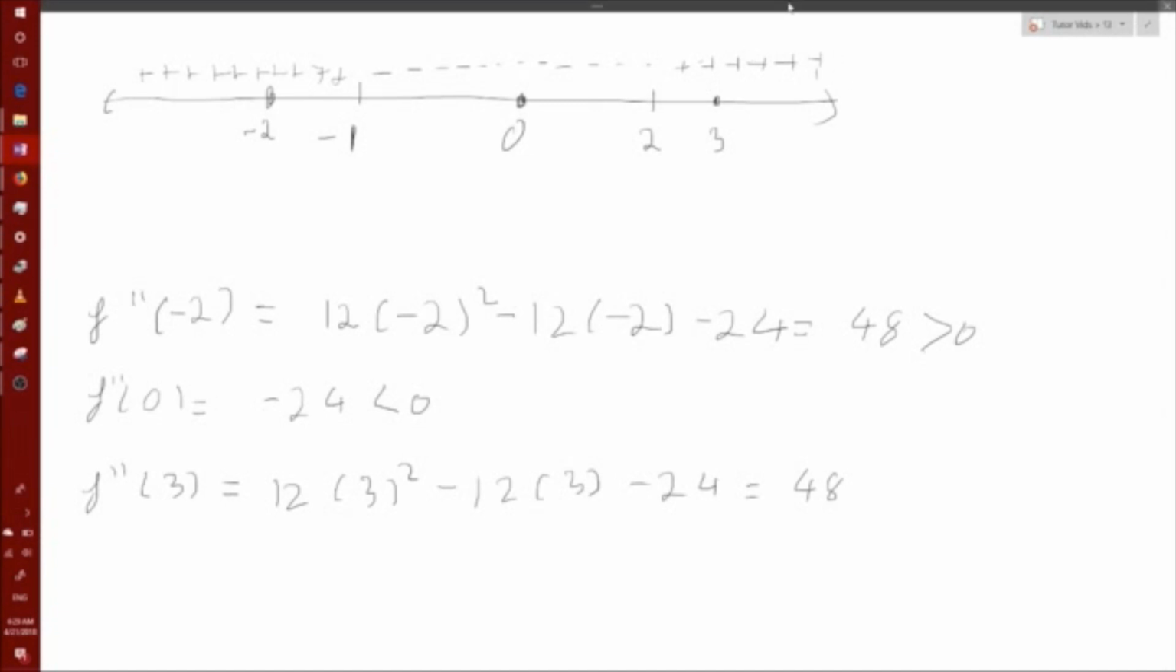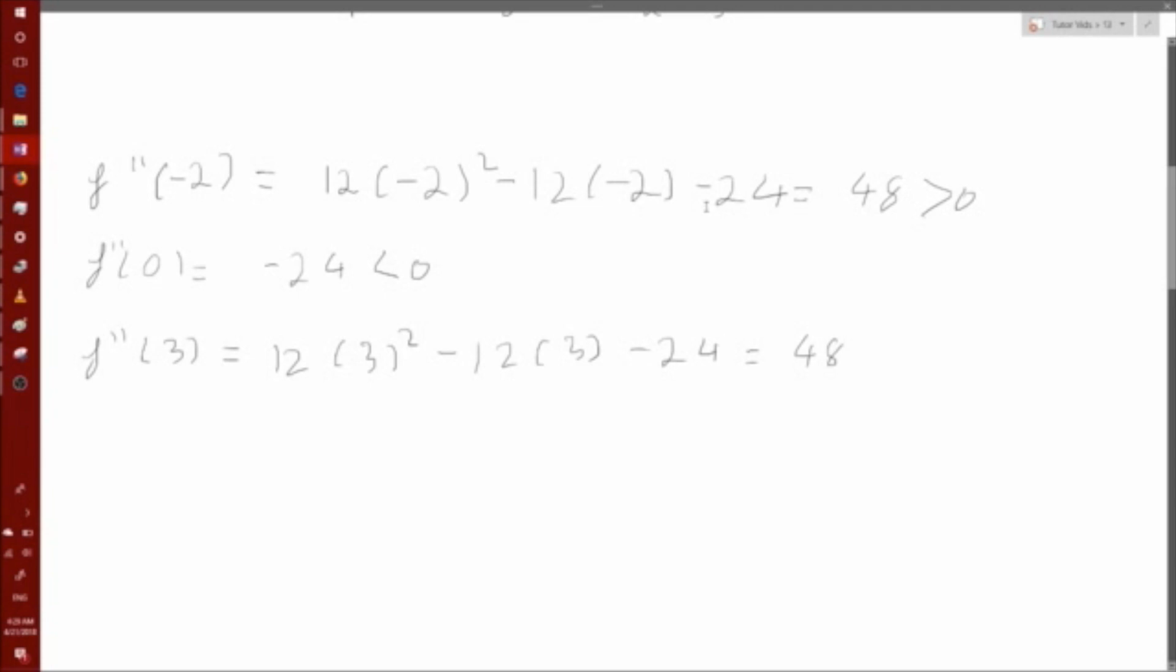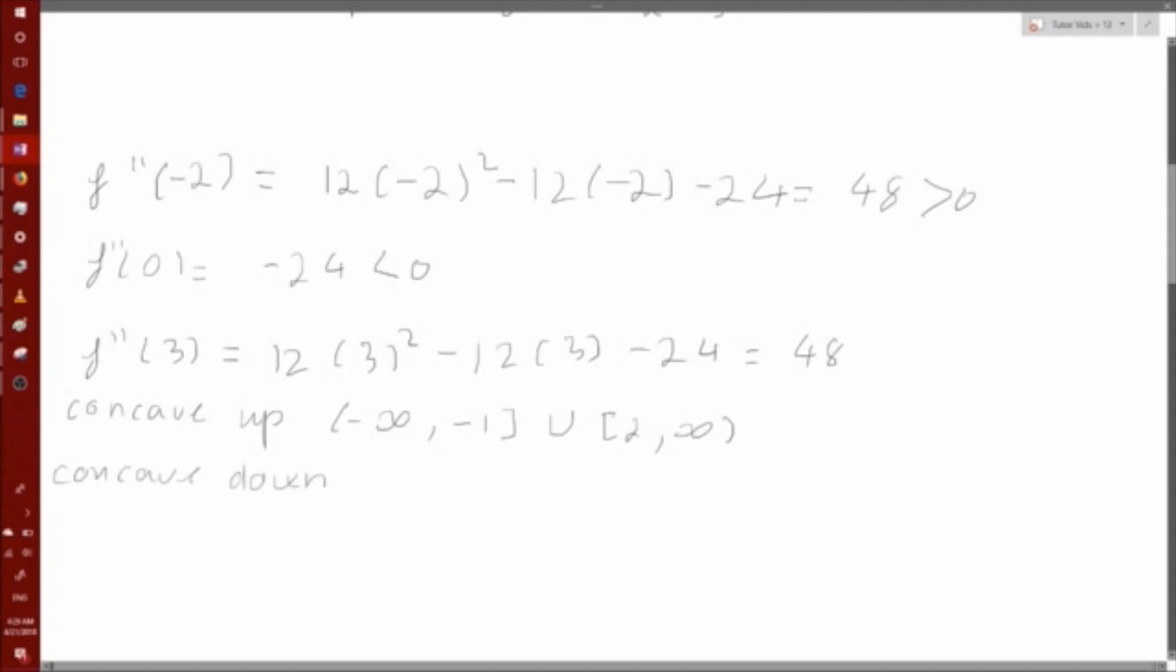So let's write that. It is concave up from negative infinity to negative 1, and from 2 to infinity. And it is concave down from negative 1 to 2.